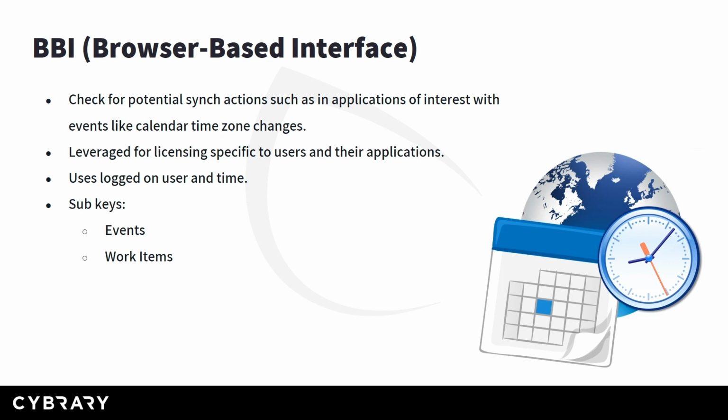There are two subkeys in this registry file: events, which list applications performing a sync operation, and work items, which list the actions performed for a specific application.